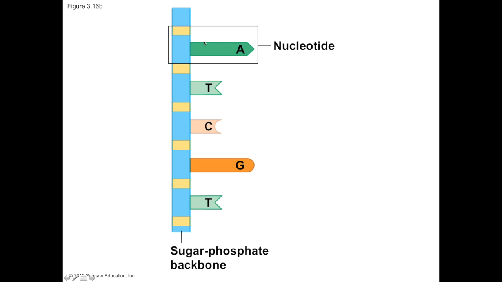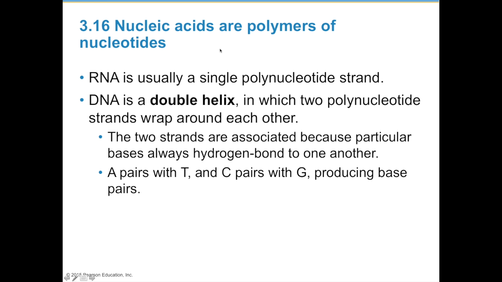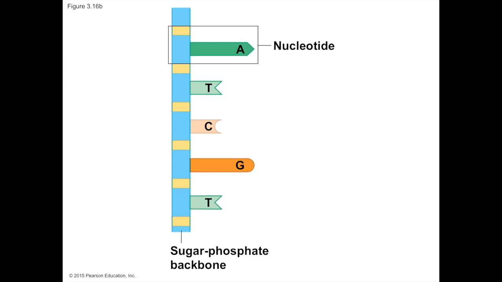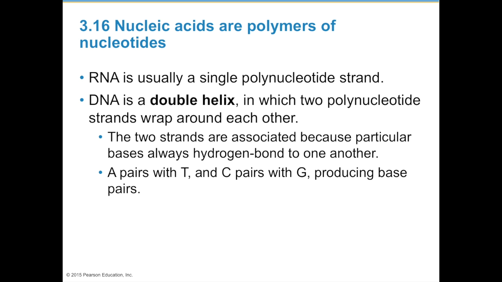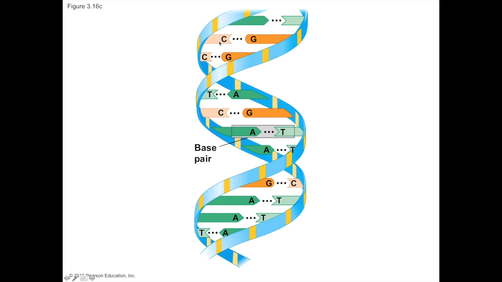So let's show you what this looks like. This is just showing you a sugar phosphate backbone, and then this is the nitrogenous base. Not the best picture. Let's see if there's another one. We'll see another one coming up in just a second, and I'll go through what that means. RNA is usually single-stranded, whereas DNA is double-stranded, it's got that double helix. The two strands are associated because particular base pairs form hydrogen bonds with one another. And like I said before, A pairs with T, C pairs with G, producing base pairs. So C and G, T and A, C and G. We know this is DNA because it's double-stranded and it has the letter T in it.